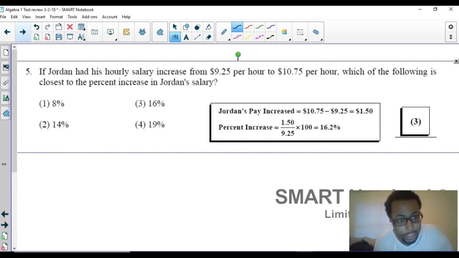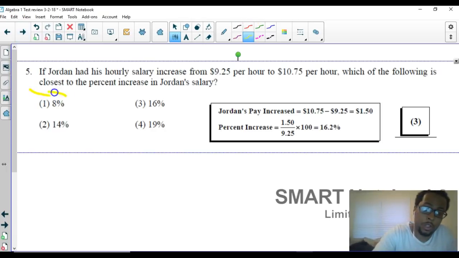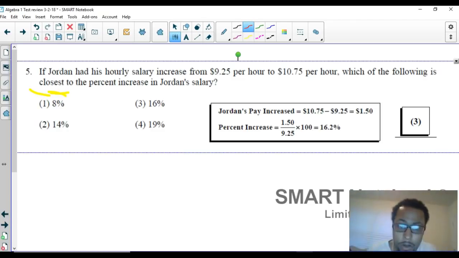Question number 5. If Jordan has his hourly salary increased from $9.25 per hour to $10.75 per hour, which of the following is the closest? Remember the word closest to the percent increase in Jordan's salary. Now, percent increase is clearly talking about a percentage. So what I'm going to know is something's going to increase or something's going to decrease.